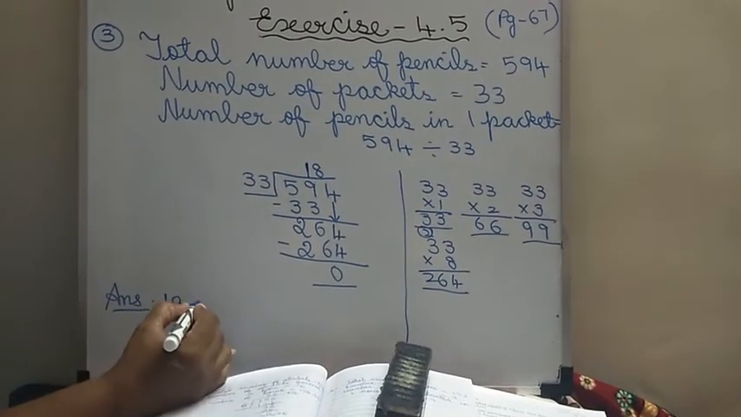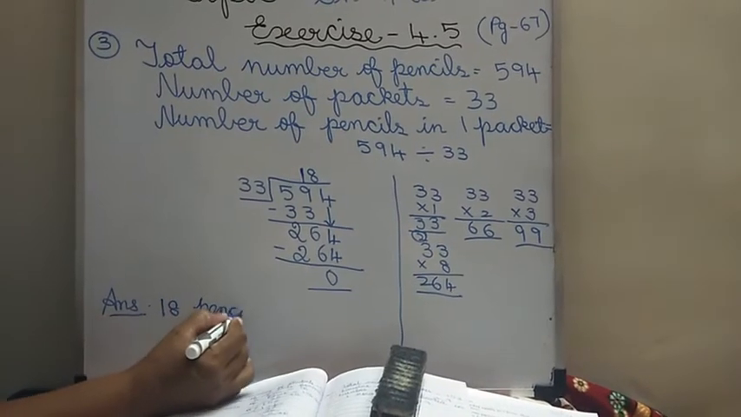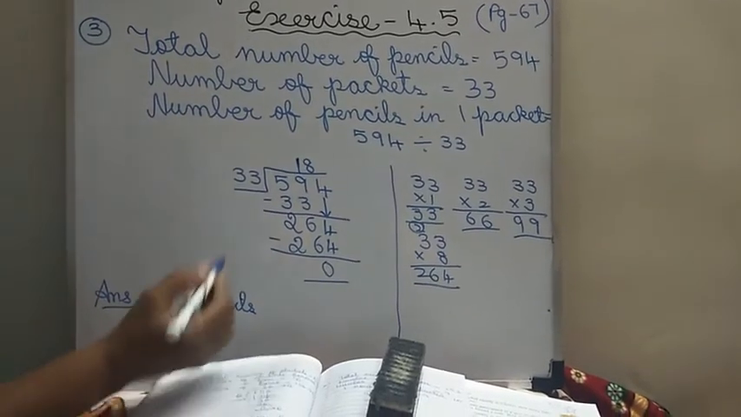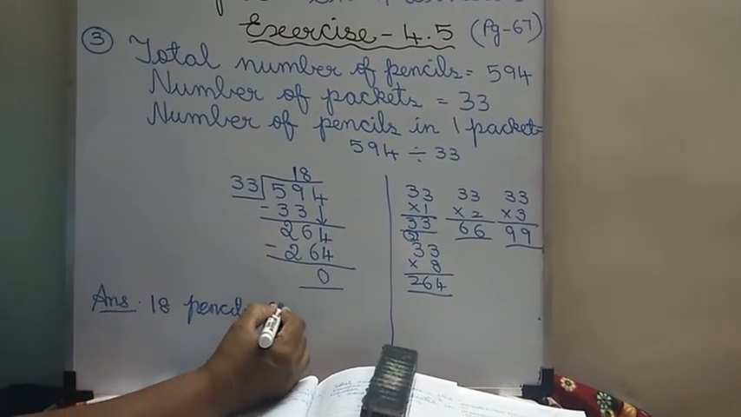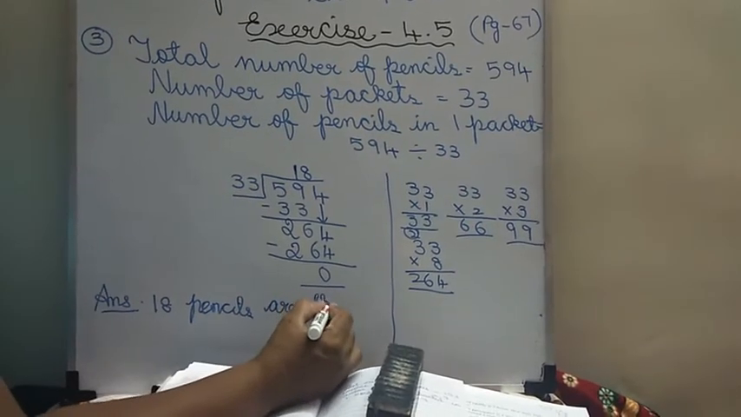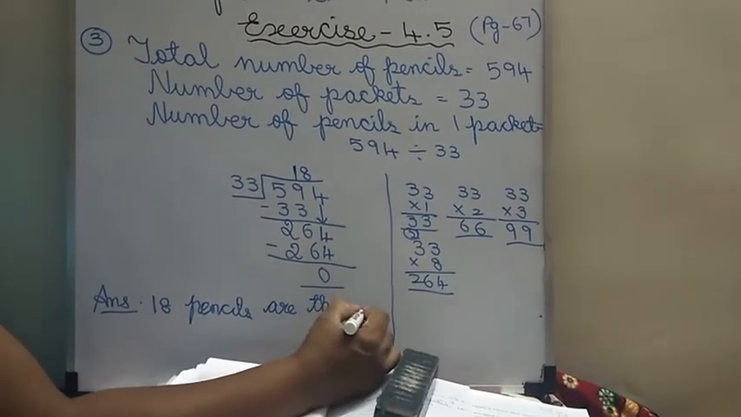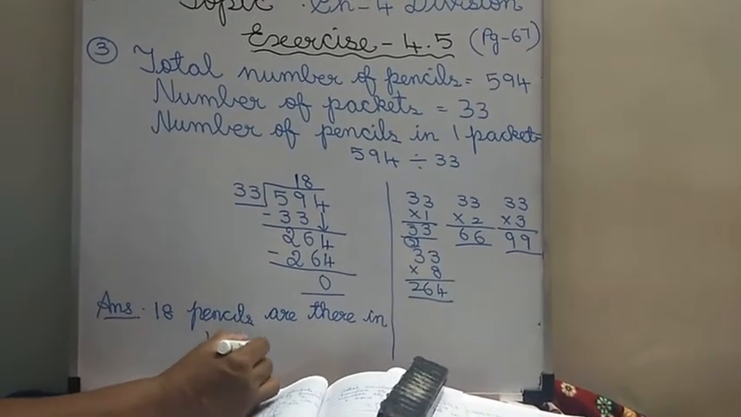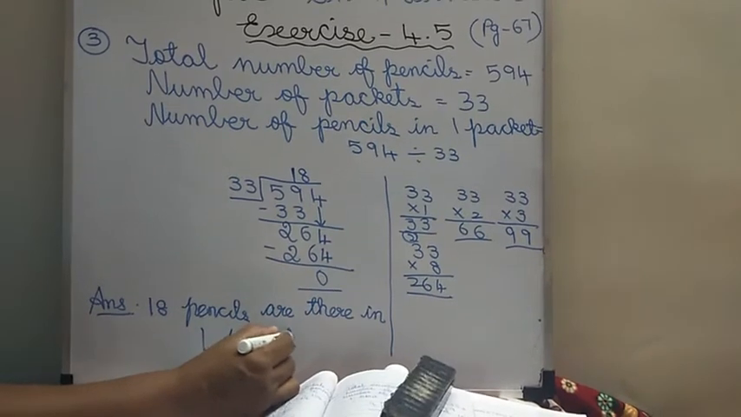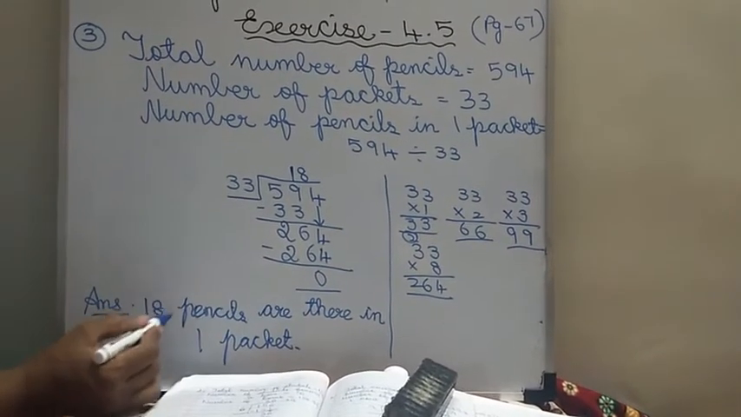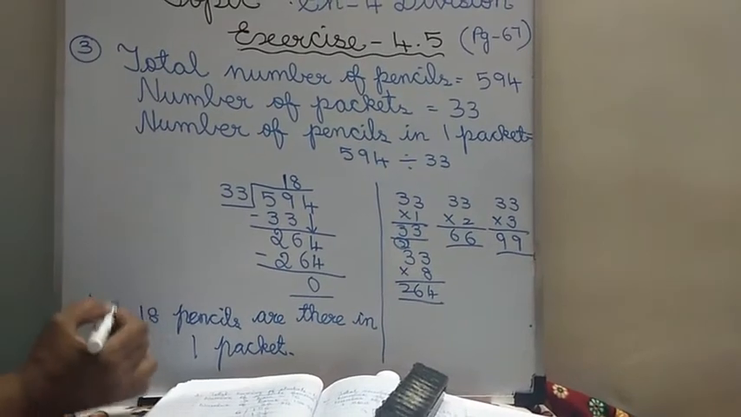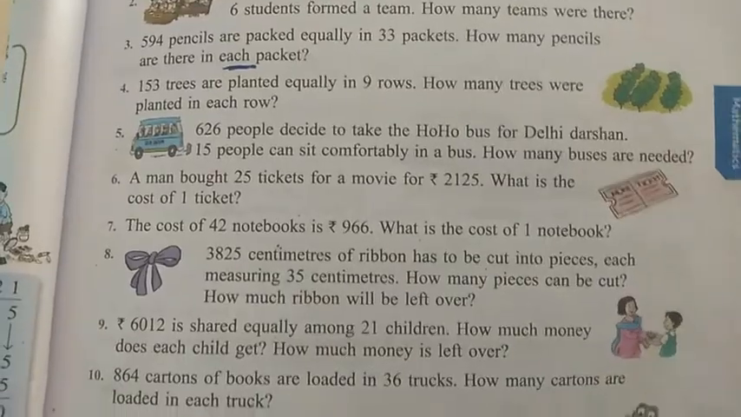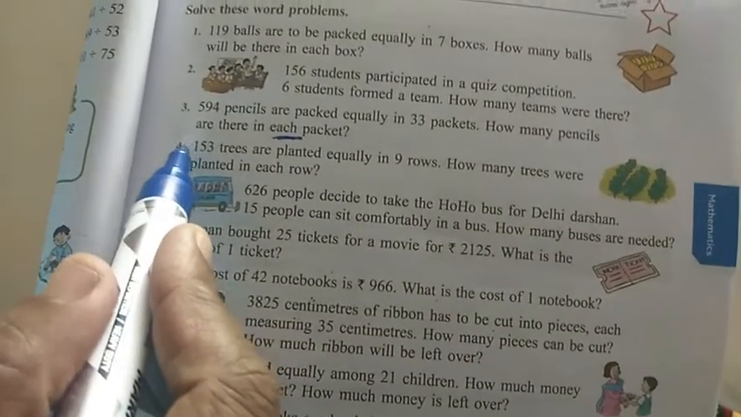18 pencils are there in one packet. Each means what, children? 1. So in one packet, how many pencils are there? 18 pencils are there. Okay, children, we'll see the fourth sum.